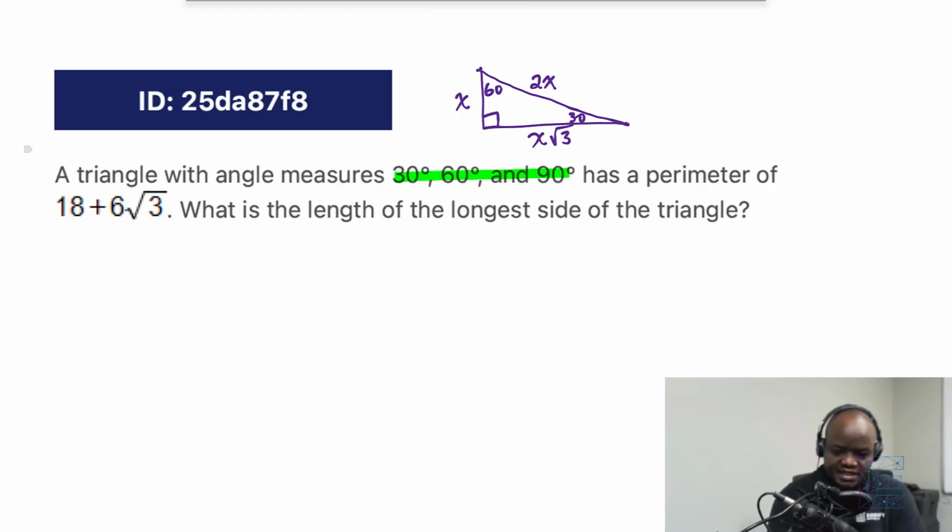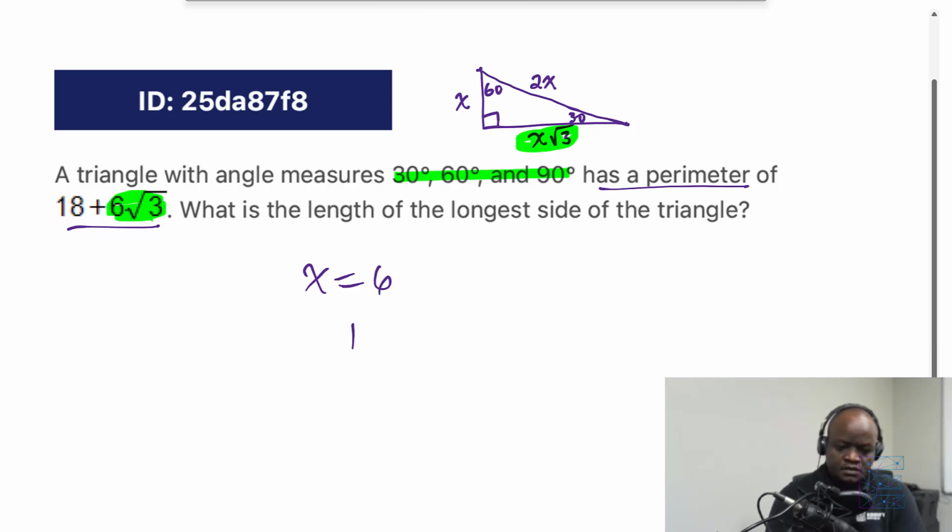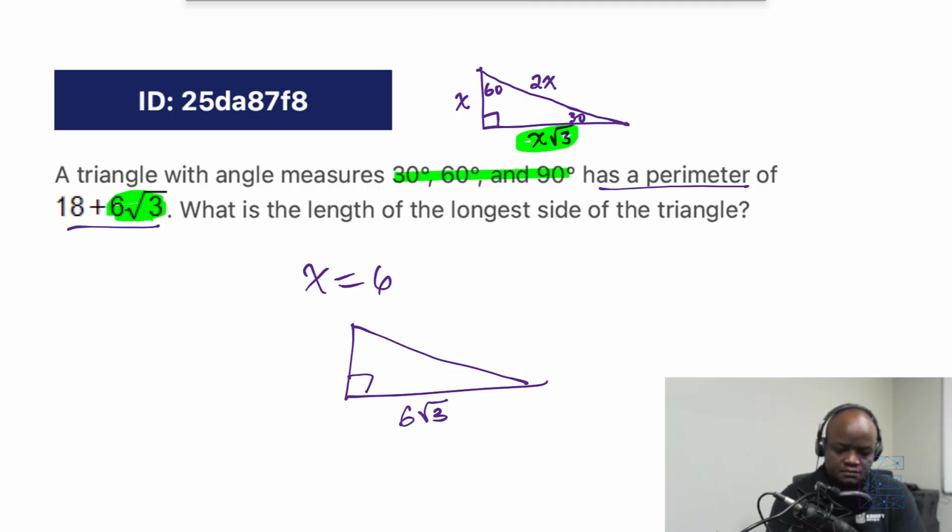Now we're given that the perimeter of that triangle is 18 plus 6 root 3. I want you to just play a matching game. Do you notice this 6 root 3 here matches with the x root 3? That's to say that the x value then must be 6. Now with that said, in our 30, 60, 90 triangle, this was 6 root 3. Then the short leg must be 6 because that's x, and the hypotenuse must be 12.